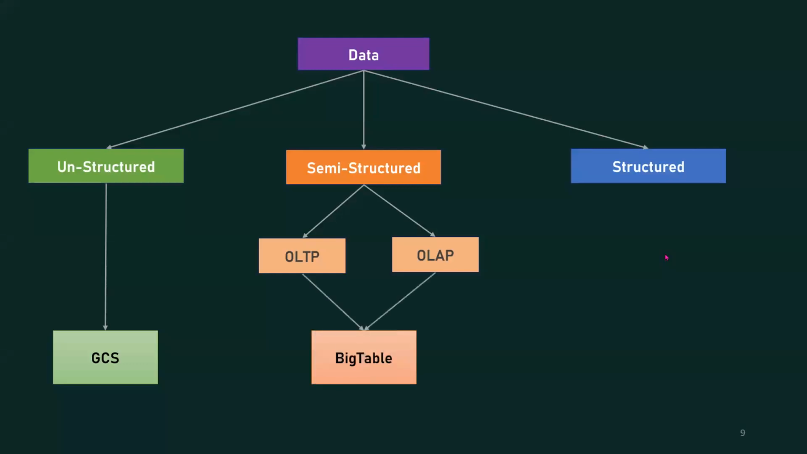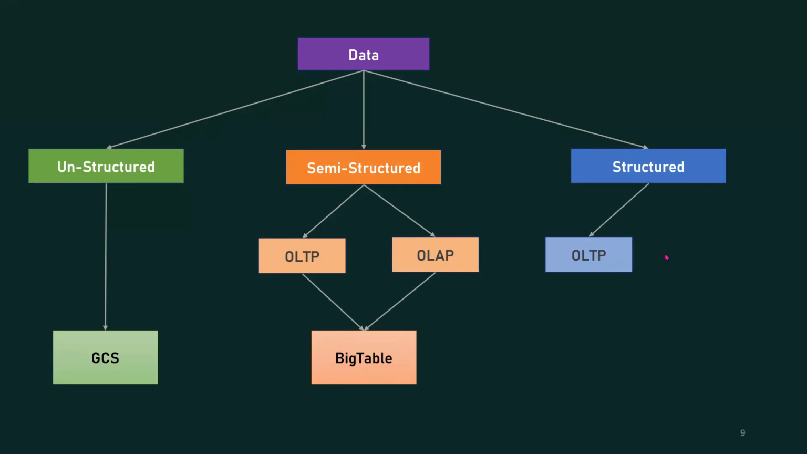For both of them, you can use Bigtable. What is OLTP? What is OLAP? OLTP is a transactional database. OLAP is an analytical database, nothing but a data warehouse. We will see what each one is in our upcoming sessions also, and we are going to learn about Bigtable here.